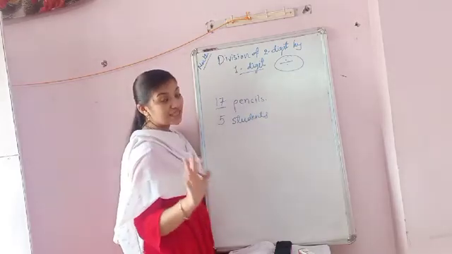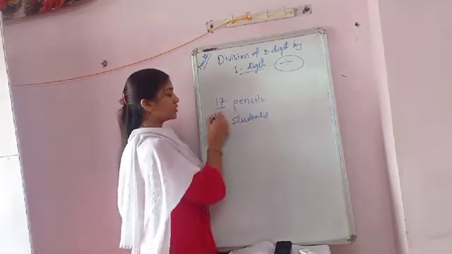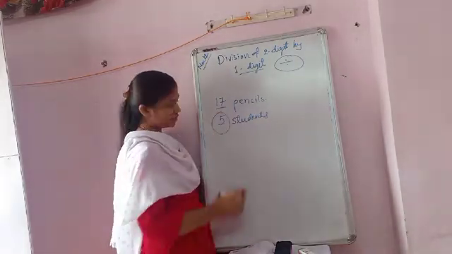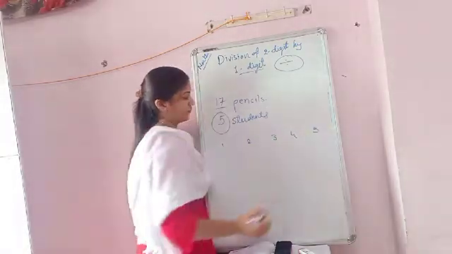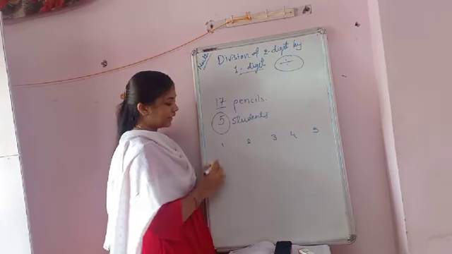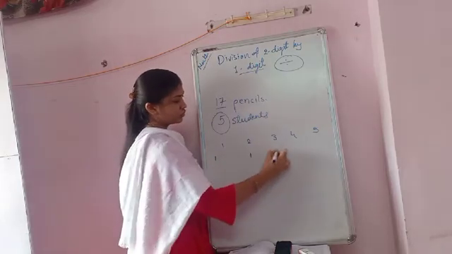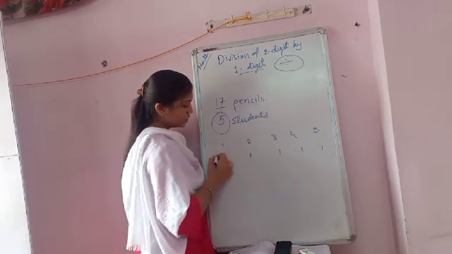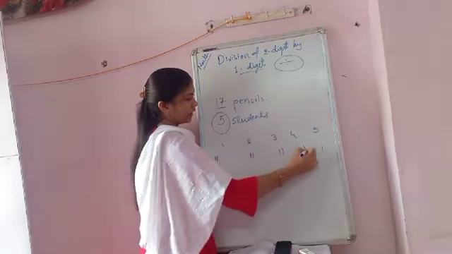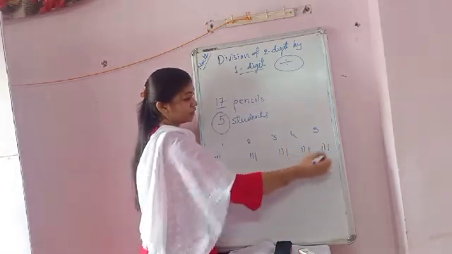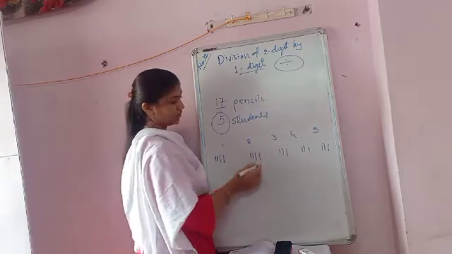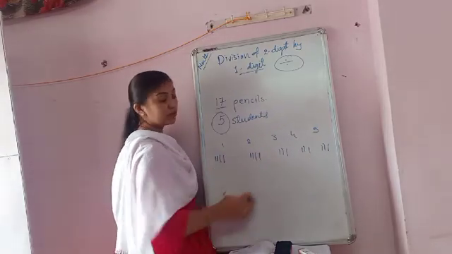मेरे पास टोटल 17 पेंसिल्स हैं, उसको मुझे डिस्ट्रीब्यूट करना है 5 स्टूडेंट्स में. तो मैं यहाँ पे लिख देती हूँ 1 2 3 4 and 5. राइट. तो 17 हैं तो 1 2 3 4 5 6 7 8 9 10 11 12 13 14 15 16 17. सब में इक्वल नहीं होंगे.